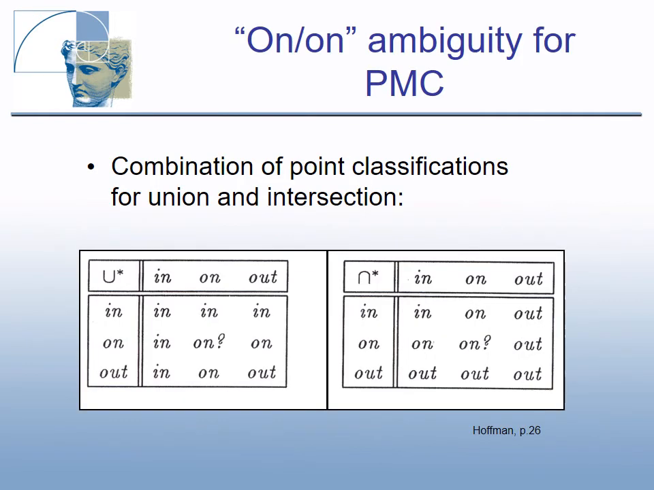These tables show the combination of point classifications for union and intersection operations. Classifications for one primitive or subtree are shown in the left column and for another one in the top row. The elements of the table show the result of the operation. There is an ambiguity for the on-on classification which requires special treatment.